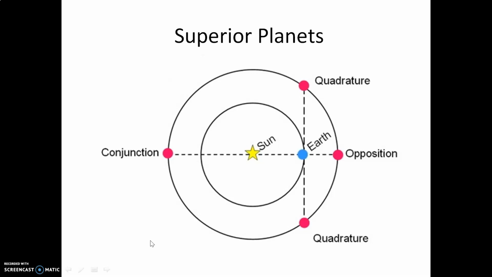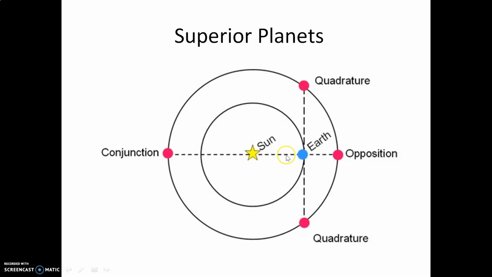Then he also has what are called superior planets. This is Mars, Jupiter, and Saturn. These are planets that are further from the Sun than the Earth. For both categories of planets, there are some important planetary configurations. Depicted here on this opening slide are the important configurations for superior planets.